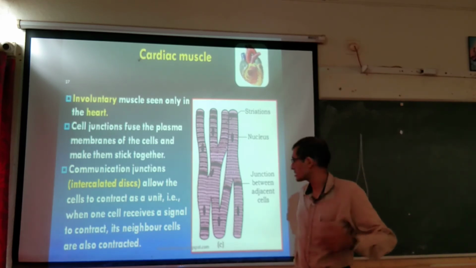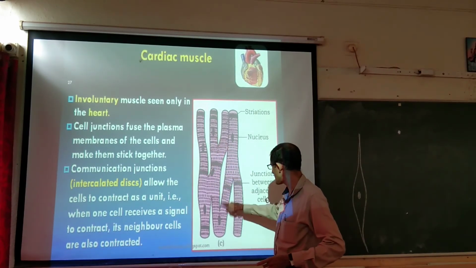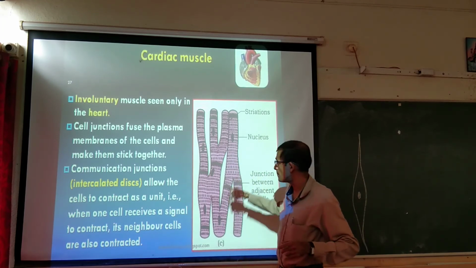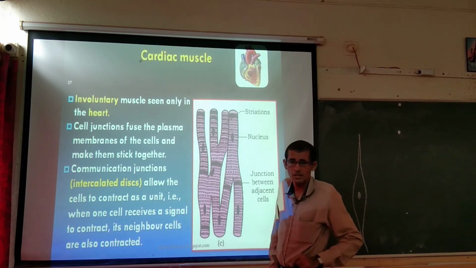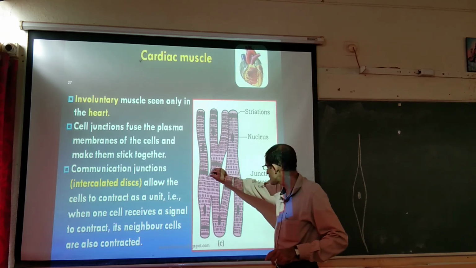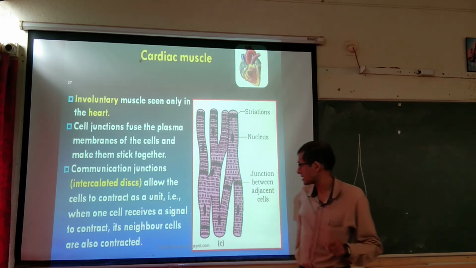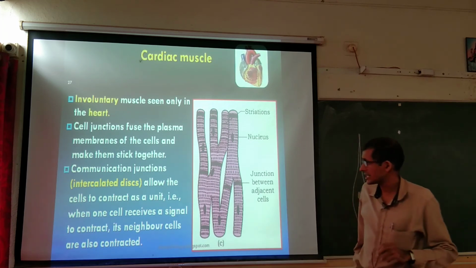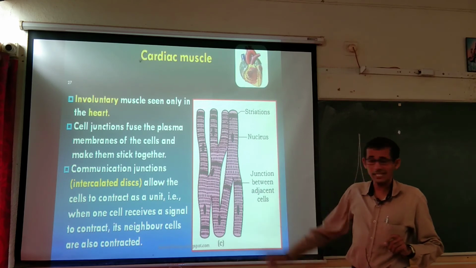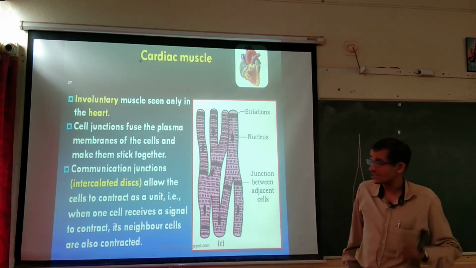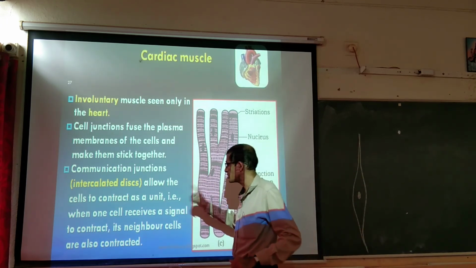Here branches can be observed, see, when it comes here, the branch happened, once again branches. So we can observe the branches where the cell junctions or junctional complexes are there. Where branches are present, a junctional complex formation happens, and these junctional complexes are important for communication, or intercalated disc. So communication junctions are intercalated discs which are formed because of branching, and that will allow the cells to contract as a unit.